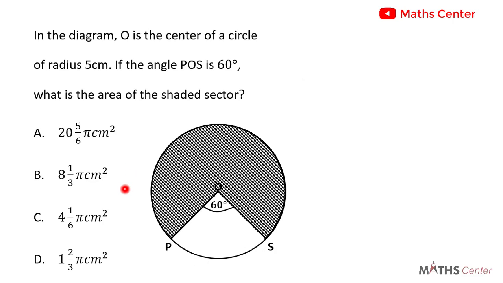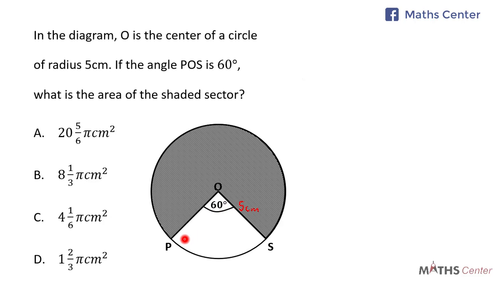correct option. The question says that the radius of the circle is 5 centimeters, so we have the radius to be 5 centimeters. The unshaded sector has an angle of 60 degrees. The sum of the angles around a point is 360 degrees.